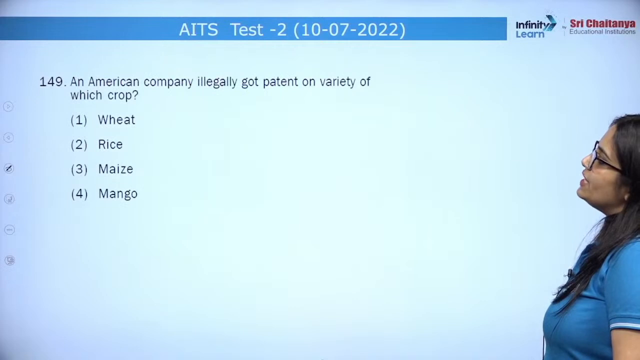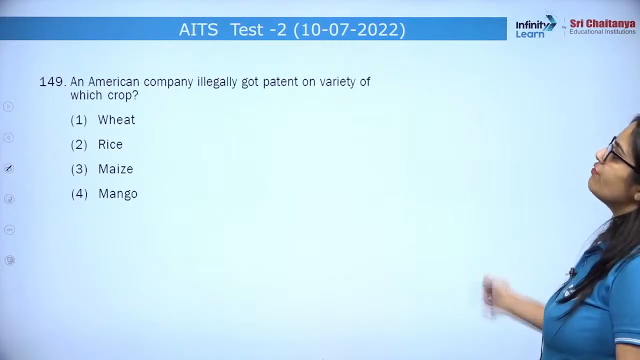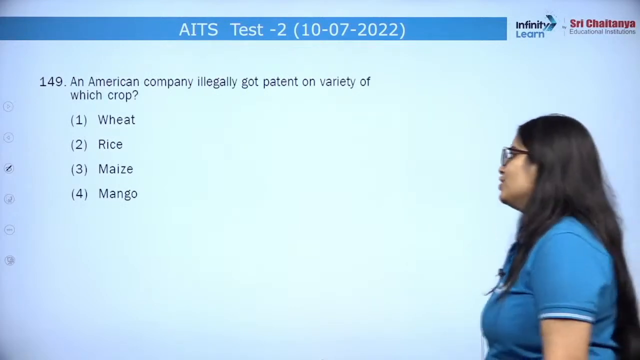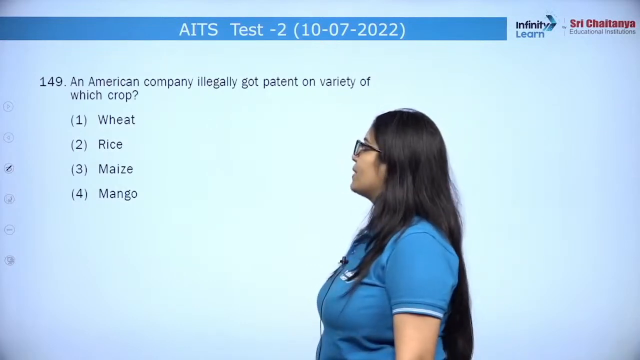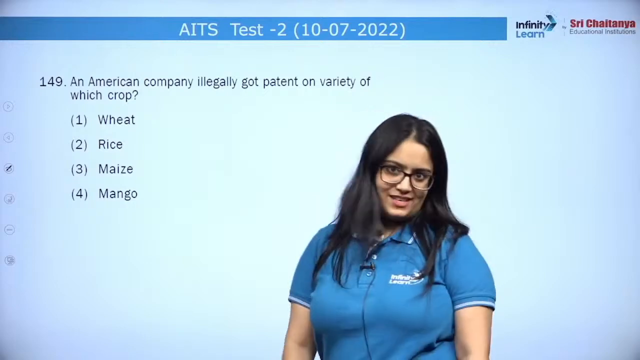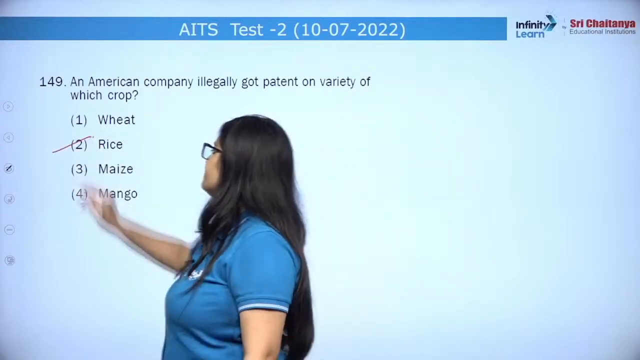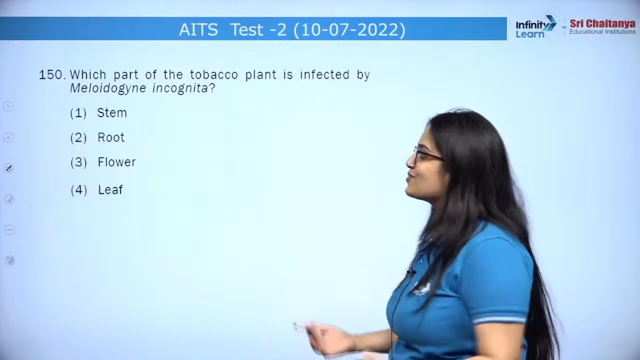An American company illegally got the patent on a variety of which crop? So, my dear students, they illegally got the patent on basmati rice. Very famous question. Next question, in fact the last question of this class.